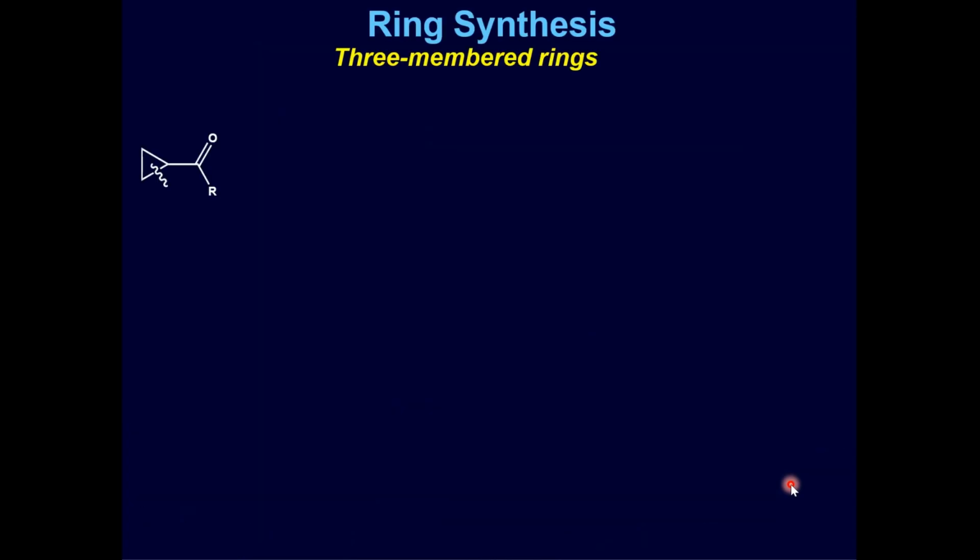Let us look into a three-membered ring system which is carbocyclic in nature. It is not heterocyclic. All the three are carbon itself. Which strategy can I follow? I break up this molecule over here.